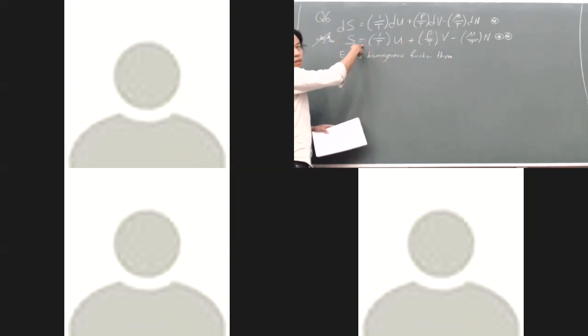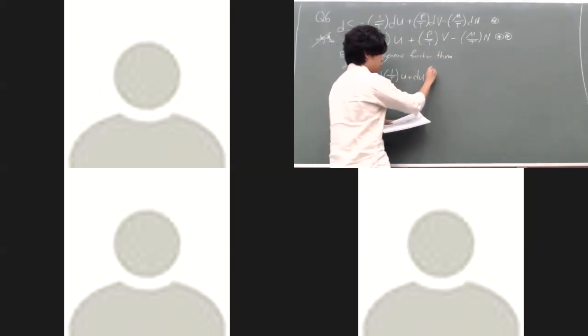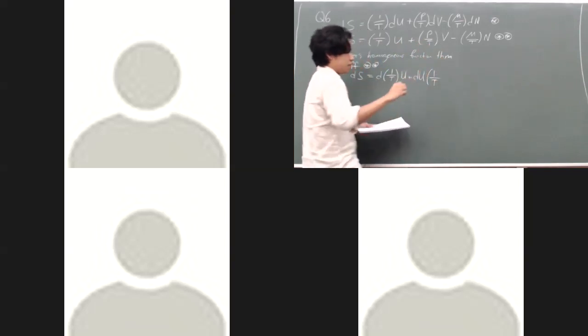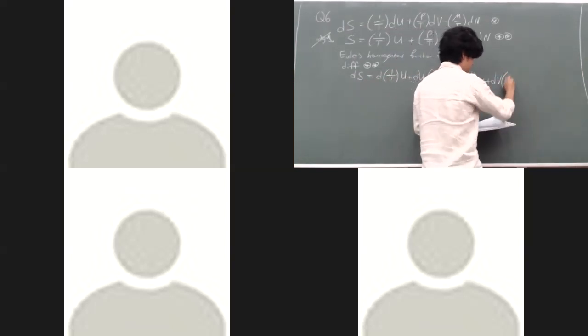Okay, so in that case, we'll differentiate the Euler relation. So differentiate the second equation, double star. And we get dS is equal to, and then just differentiate each of these by the chain rule. So you get d(1 on T) U plus dU times 1 on T. I should make these U's bigger, that's still the extensive U, not the intensive u. Plus d(P on T) V plus dV times P on T.